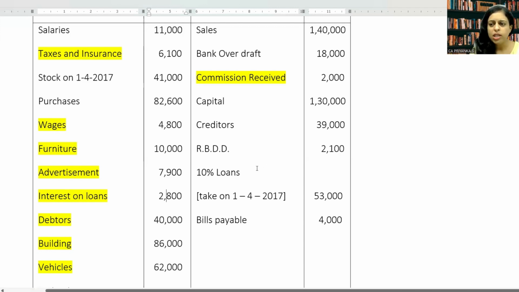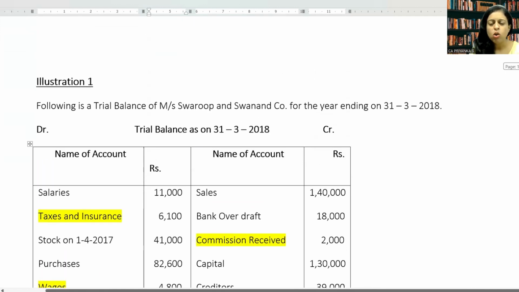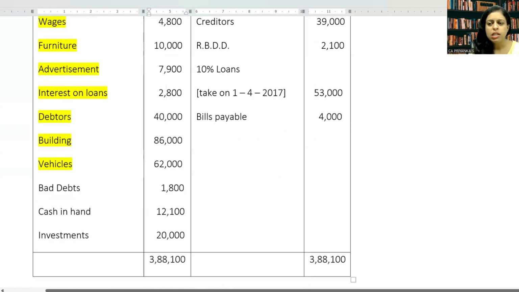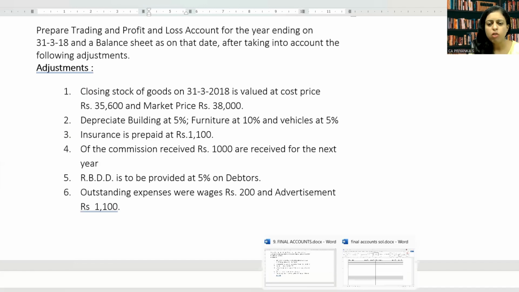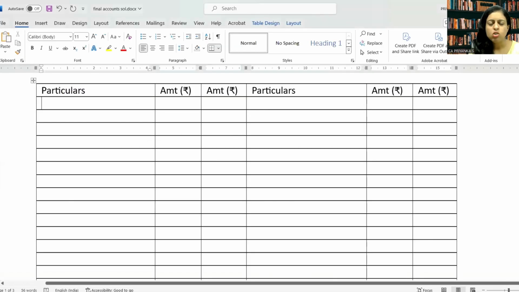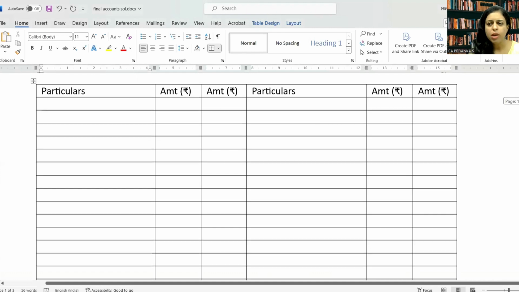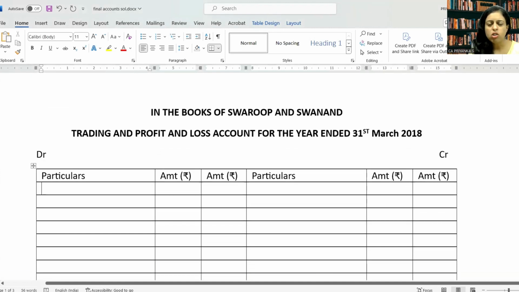Fine. Now, next step in preparation of final accounts, once you have marked all the adjustment entries here, what is the next step that you're supposed to do? The next step, we need to prepare the format of the trading profit and loss and the balance sheet. So here I have already prepared the format of trading and profit and loss account, where you have the debit and the credit, prepared in the books of Swaroop and Swanand. I've written trading and profit and loss account for the year ended 31st March 2018.